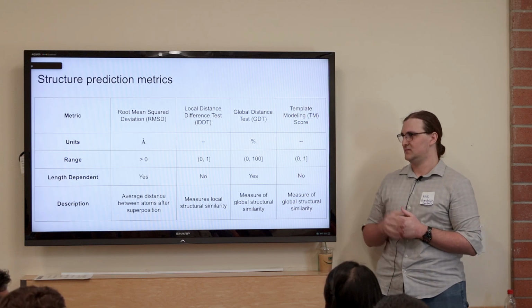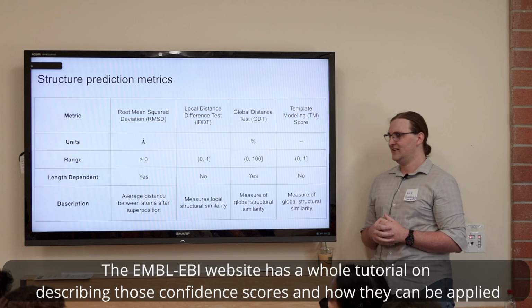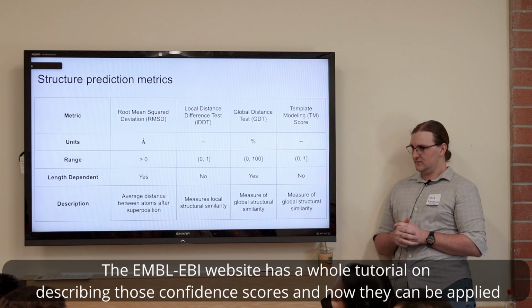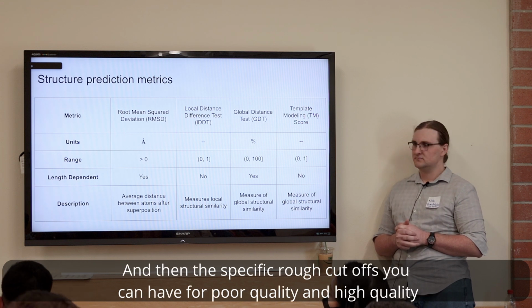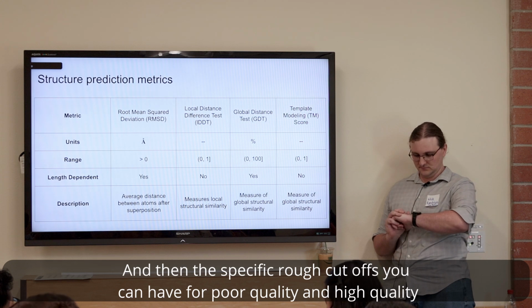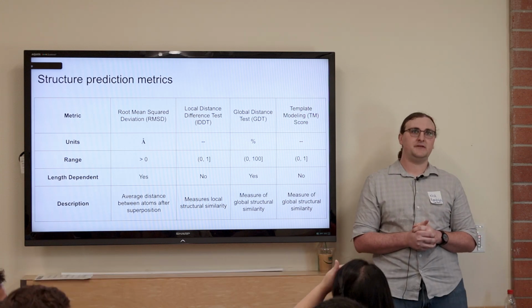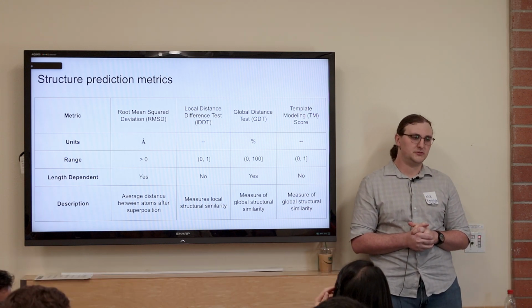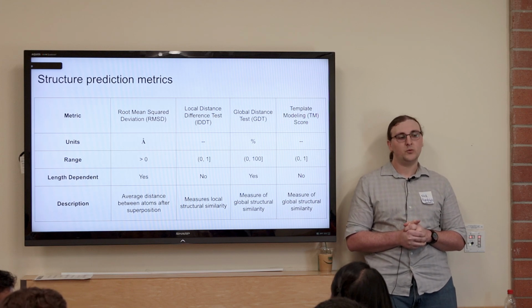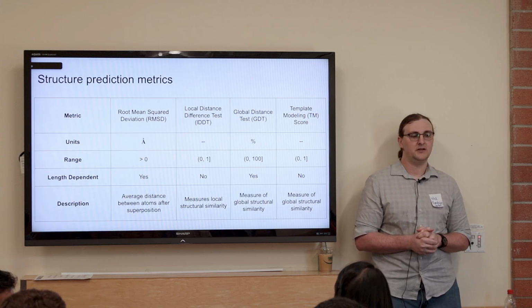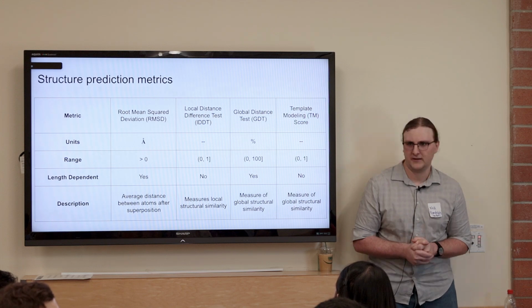Yeah. If you don't mind me adding to that, the EMBL-EBI website has a whole tutorial describing those confidence scores and how they can be applied, and the specific rough cutoffs you can use for poor quality and high quality. We'll talk about this later, but AlphaFold has a giant database of predicted structures with an FAQ that has some interpretability of what these values mean and why they are useful. We'll talk about that a little bit later.